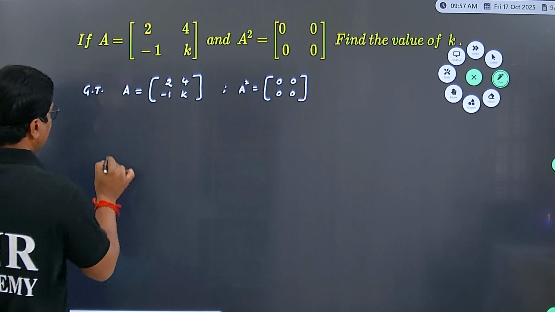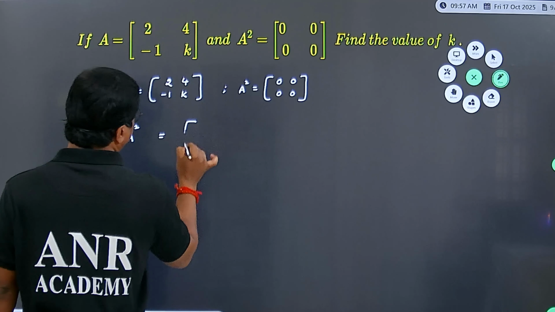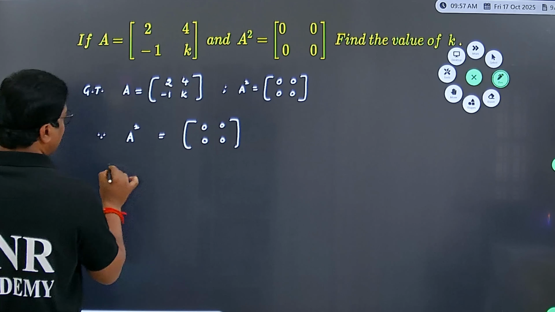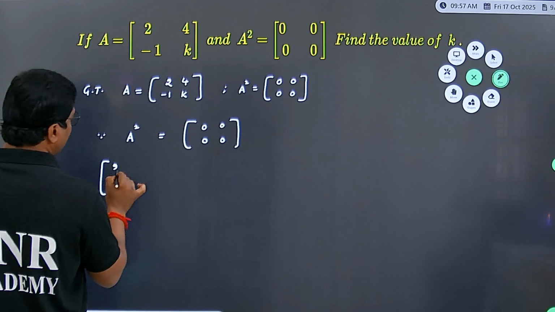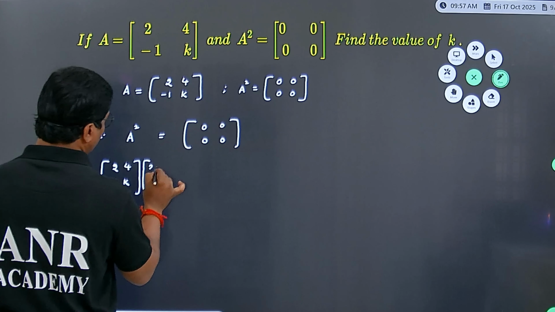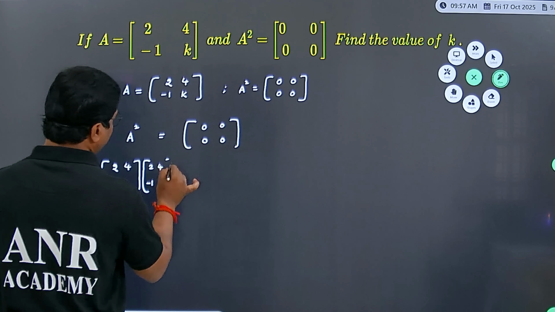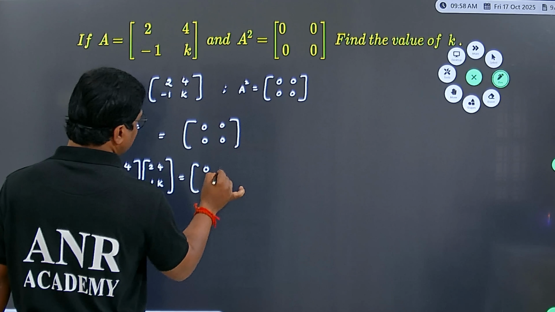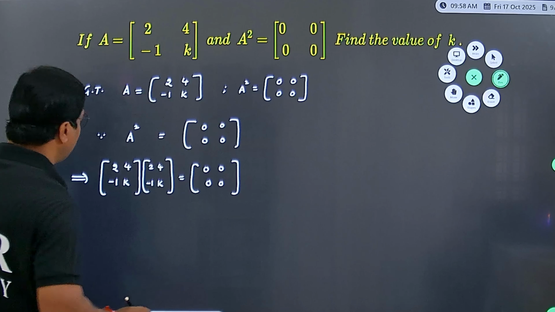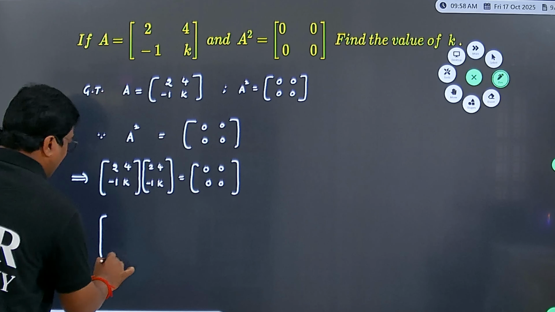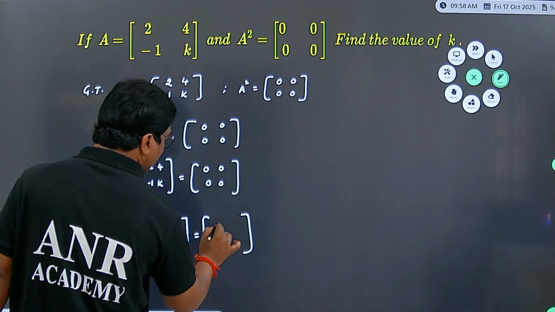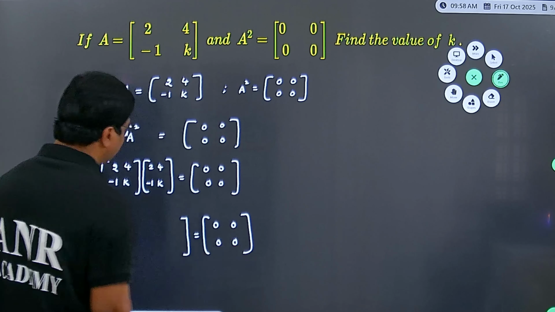Since A square is equal to the null matrix, I can write A square as A into A, that is [[2, 4], [minus 1, K]] multiplied by [[2, 4], [minus 1, K]], equal to [[0, 0], [0, 0]]. Yes, I am going to simplify this. Product of two matrices gives again a matrix, and equate this with the null matrix.